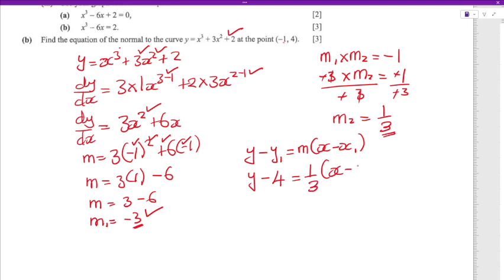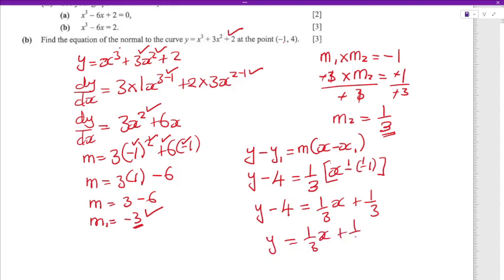Okay, minus x1 is negative 1. So you can actually use a square bracket there and there. So meaning y minus 4 is equal to 1 over 3 times 1 times x is just going to give me 1 over 3x. Okay, then inside the brackets there, negative times negative will give me a positive. 1 times 1 will give me positive 1 over 3. y is therefore now going to be equal to 1 over 3x plus 1 over 3.